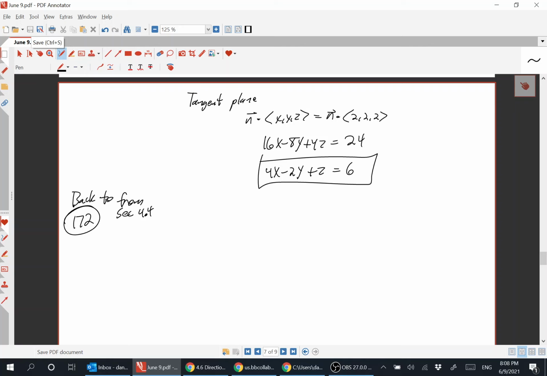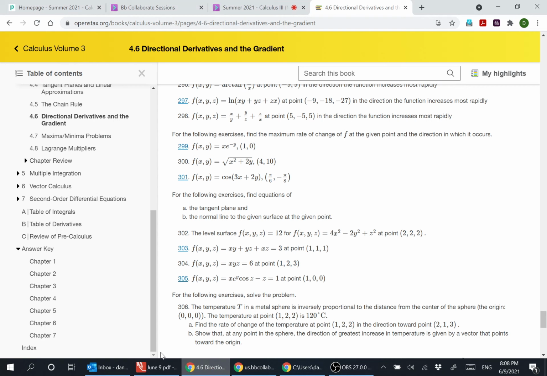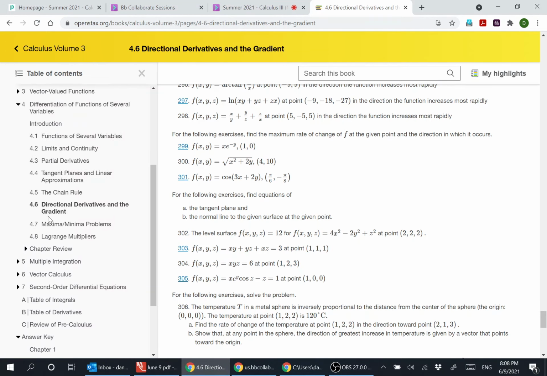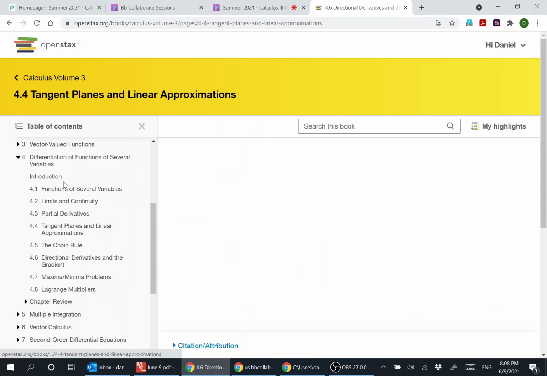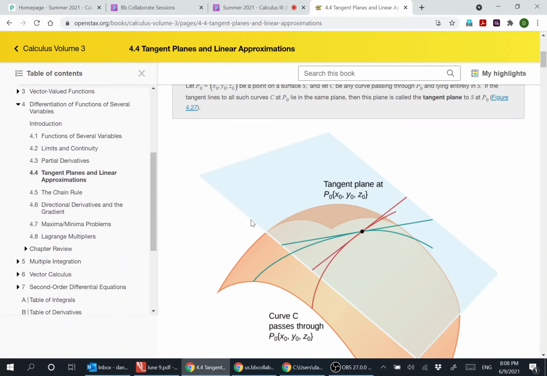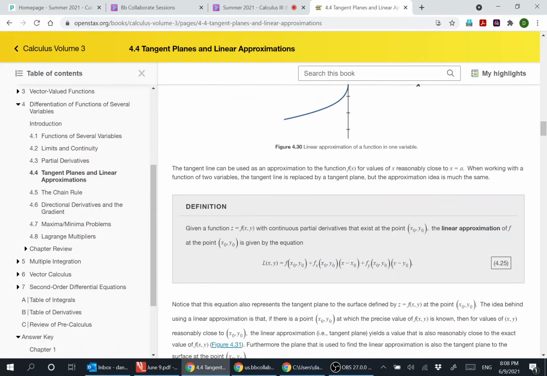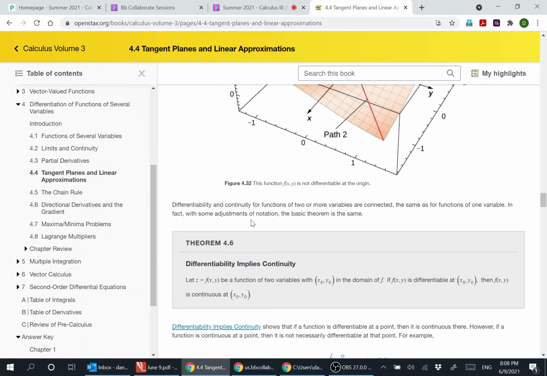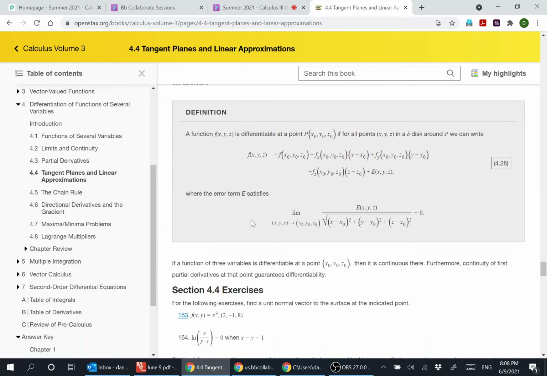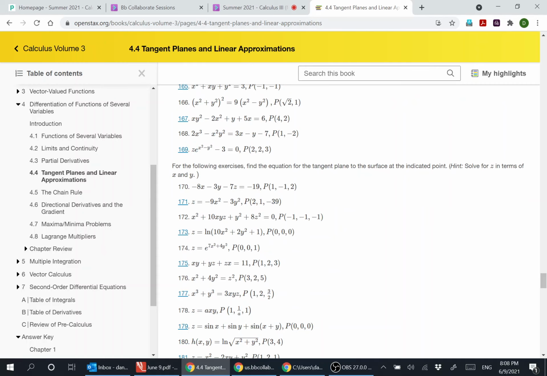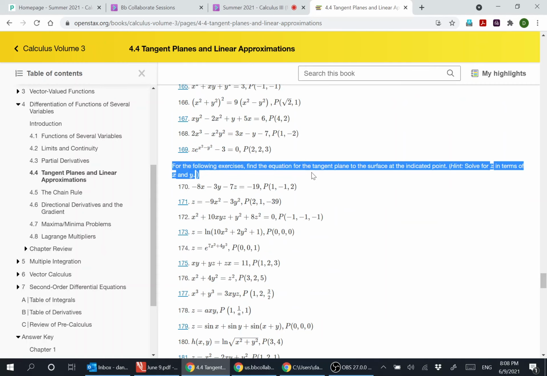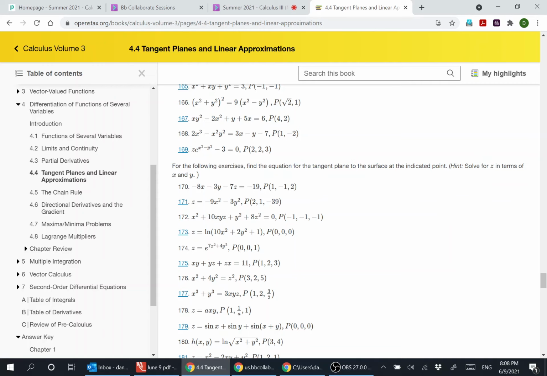So, I think it was 172. Let me see. Tangent planes and linear approximations. Yeah, this is it right here. So for the following exercises, find the equation of the tangent plane of the surface at the indicated point. Hint, solve for z in terms of x and y. But you can't in 172 because you have a term with a z squared and a term with a z. You just can't do it.